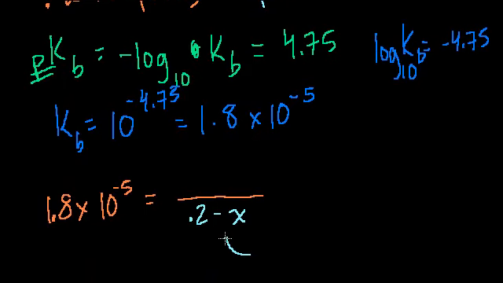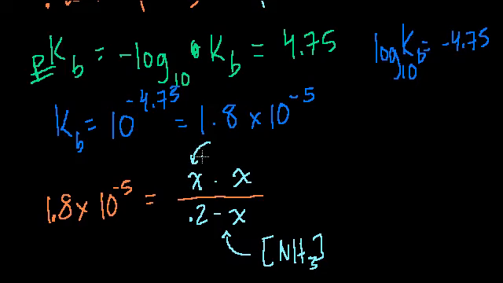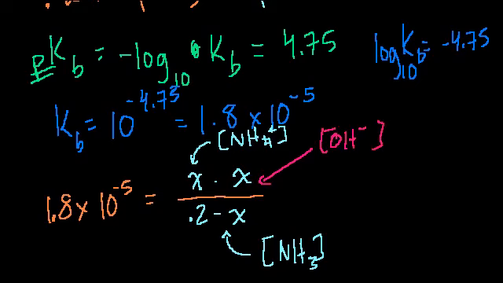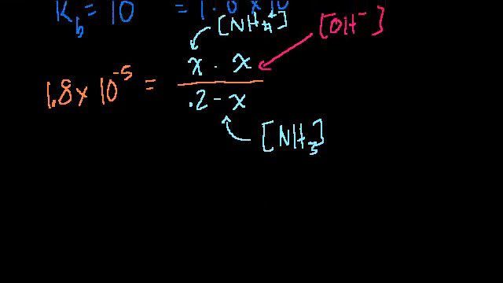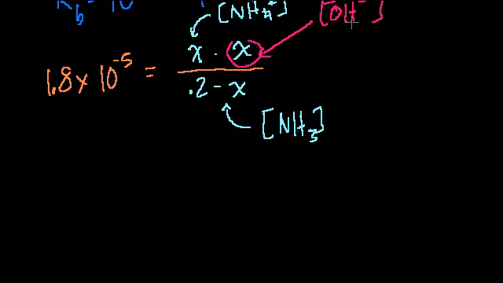So this is the concentration of ammonia, and then we have x times x. This is the concentration of NH4 plus, and this is the concentration right here of OH minus, right? And we just solve for x. So let's do that. And then once we have x, we know the concentration of OH. We'll be able to figure out the pOH, and then we'll be able to figure out the pH.